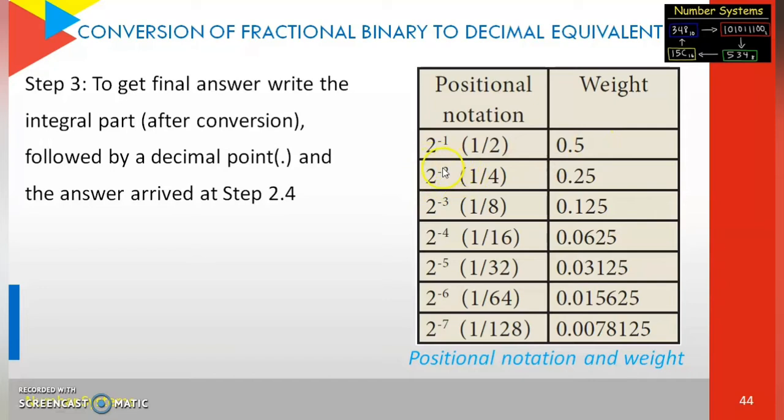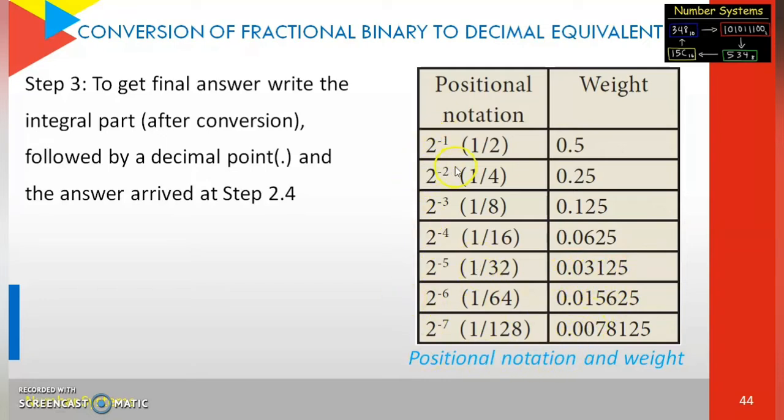2 power minus 2 we can write as 1 by 4. What is the answer for 1 by 4? 0.25. 2 power minus 3 means 1 by 8, so the value is 0.125. 2 power minus 4 we can write as 1 by 16, and the value is 0.0625. 2 power minus 5 is 1 by 32, which is equal to 0.03125. So you can write the negative powers like this.